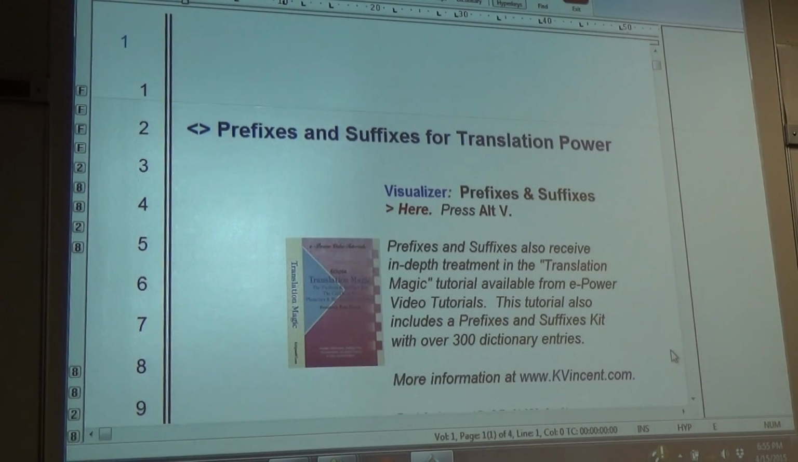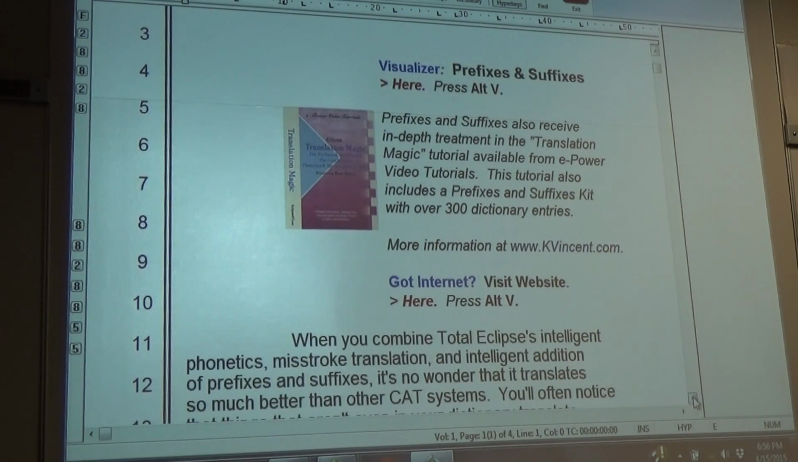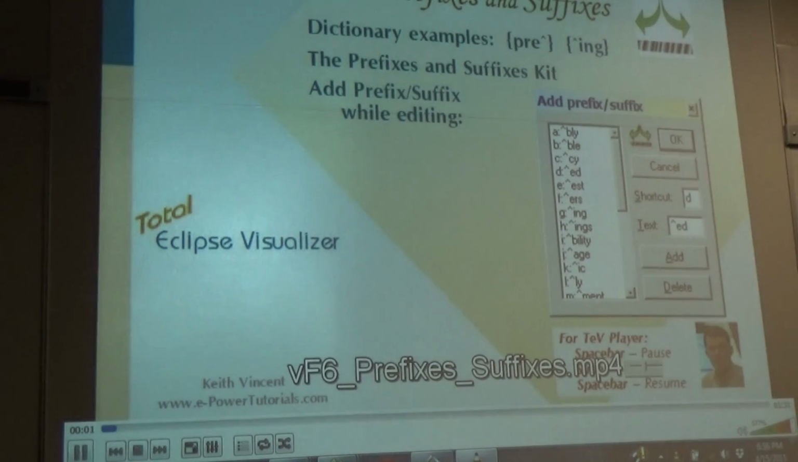Now we're gonna talk about prefixes and suffixes. I think we've already pretty much covered it. I don't know that they're gonna have anything in there that we haven't already covered, but we'll see. Let's see how Total Eclipse handles prefixes and suffixes.